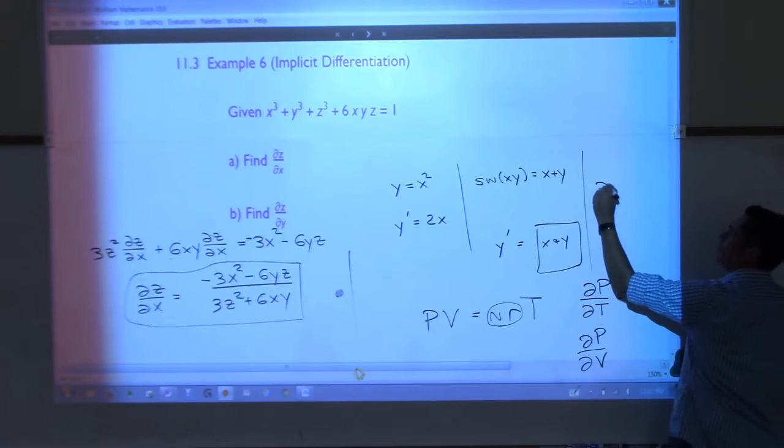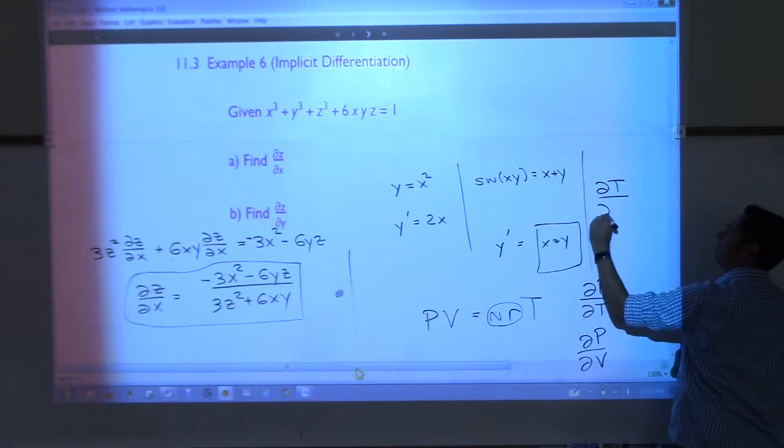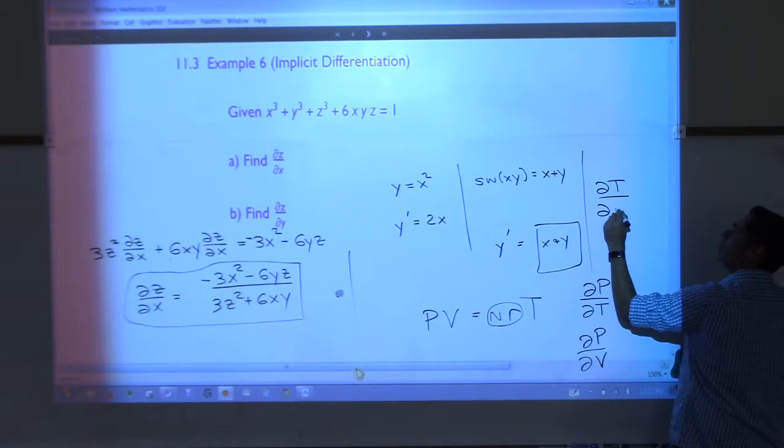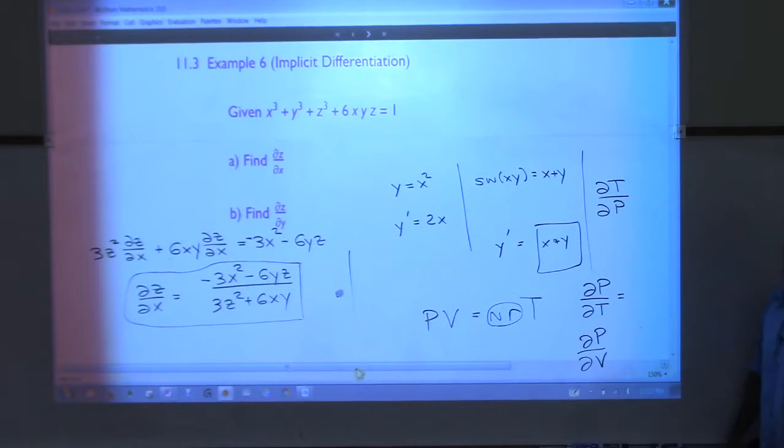You could even do partial T with respect to, let's say P. You could do that. This would tell you how fast the temperature is changing with respect to a change in pressure.